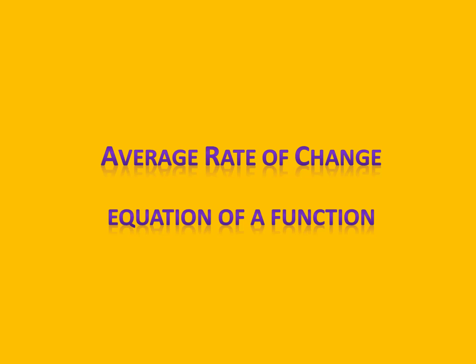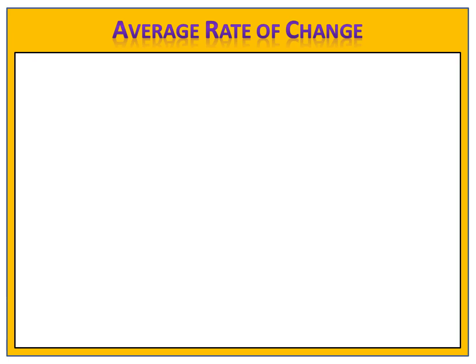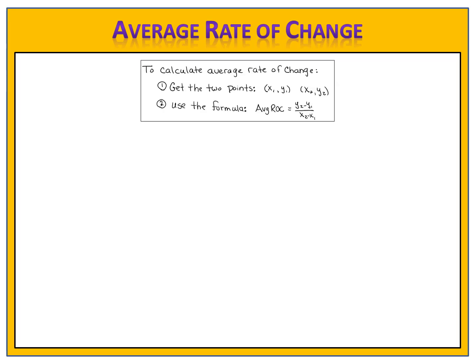In this lesson, we're going to learn how to calculate average rate of change. This is the fourth video in a four-part series on the subject, and today we're going to focus on the equation of a function. So how do we use the equation of a function to calculate average rate of change? Well, we know that to find average rate of change, we first need to find 2 points. Then we use the formula y2 minus y1 over x2 minus x1 in order to calculate the average rate of change.